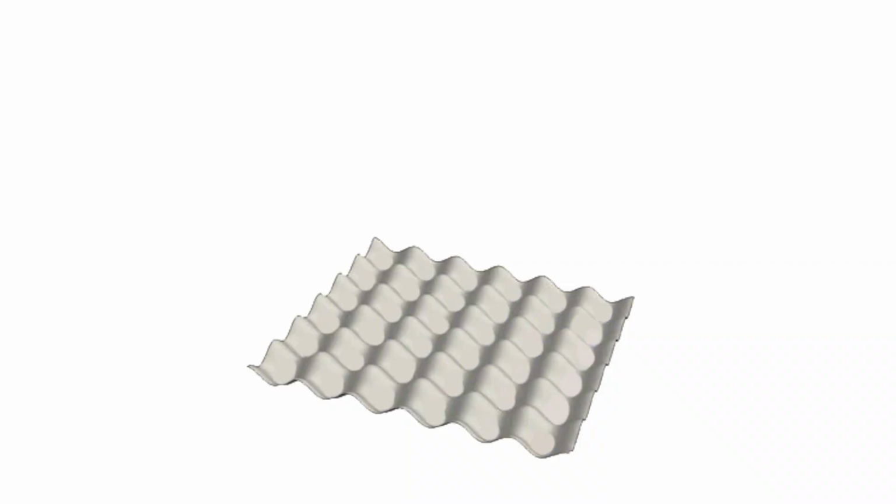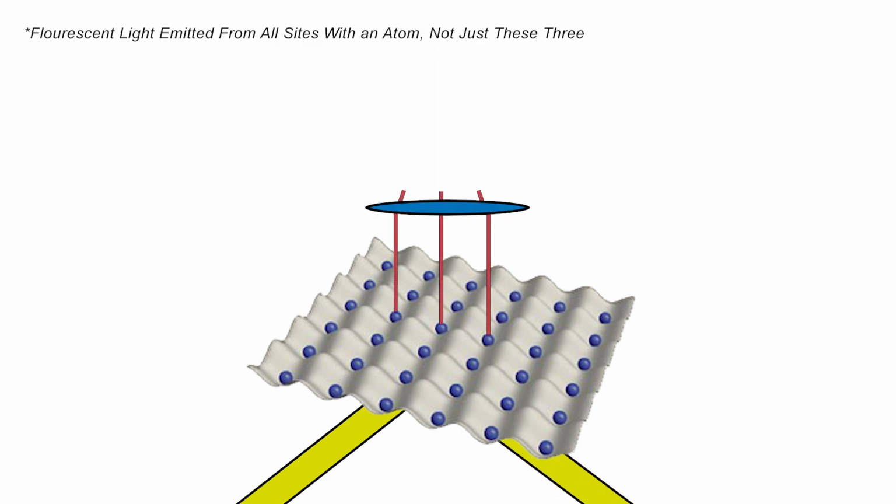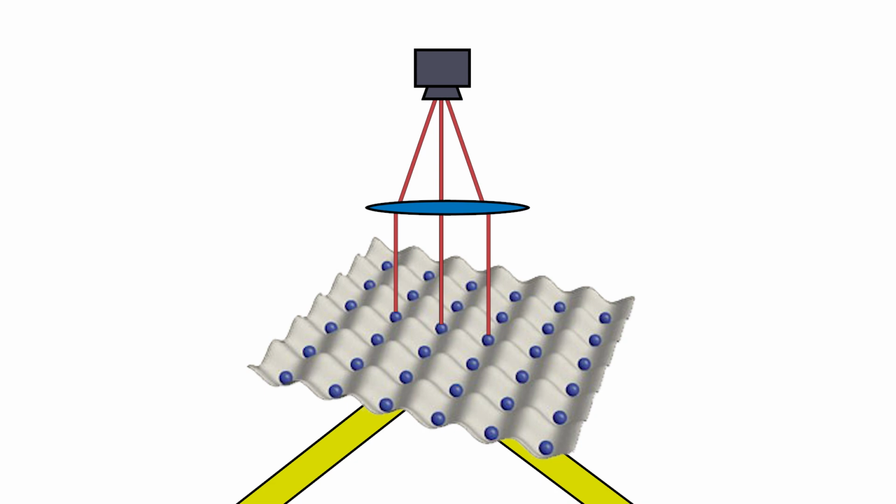individual atoms. First, we create an optical lattice, and then we load a quantum gas into the lattice, and then we cool the gas, and then we focus the scattered fluorescent light from individual atoms into a camera. And that's how you do quantum gas microscopy. That's it. You can click off the video. That was quantum gas microscopy. Here's some cool details though.